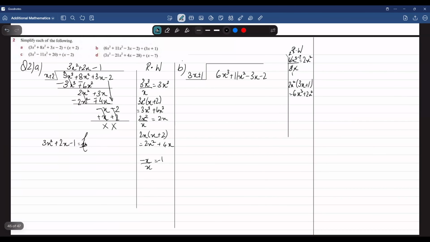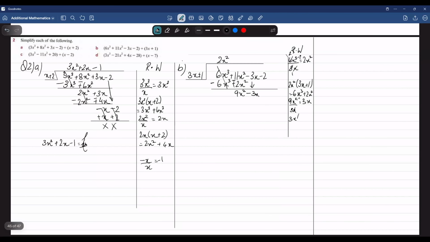Now we multiply by negative, and the 6x cubed cancels down. 11 minus 2 is going to give us 9x squared. And now we copy down negative 3x from there. So 9x squared divided by 3x is going to give us 3x.